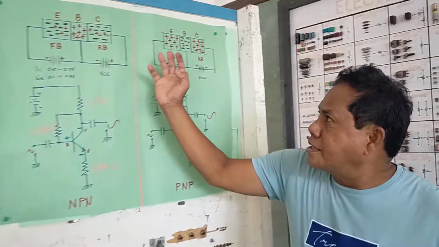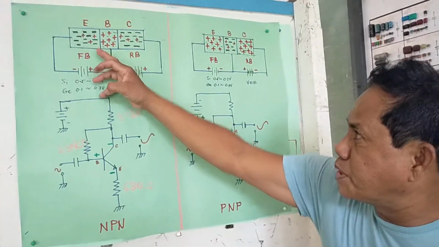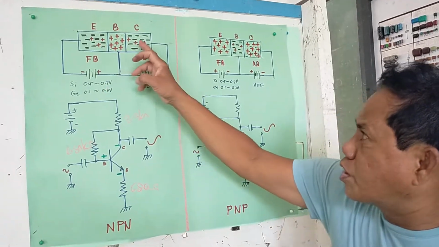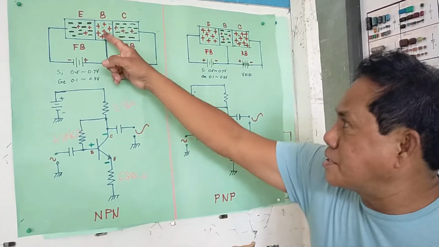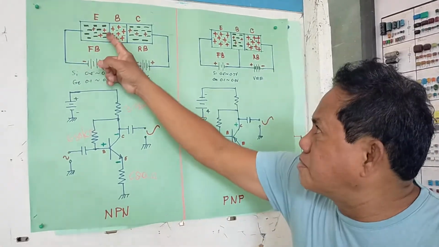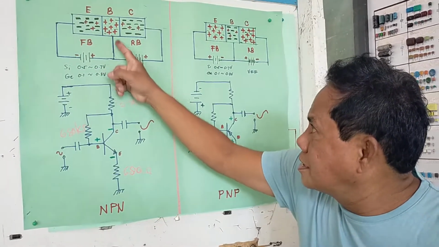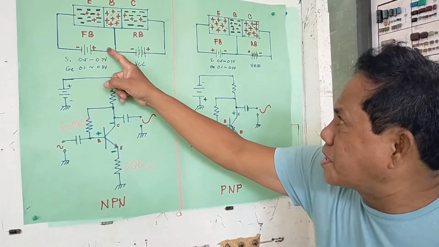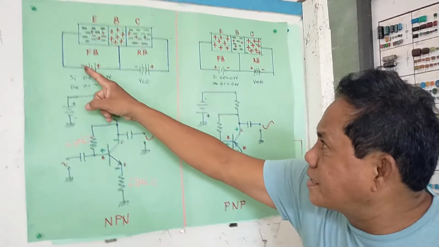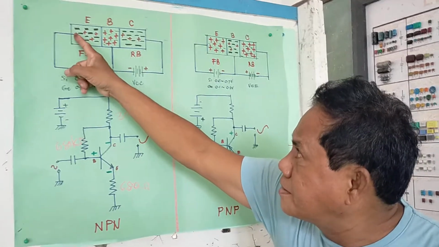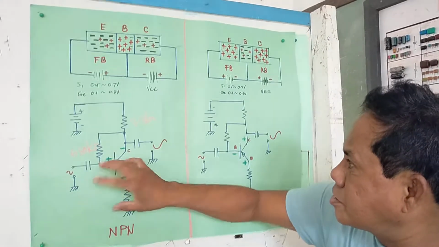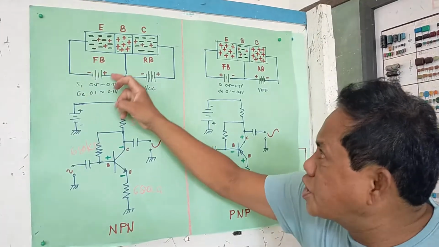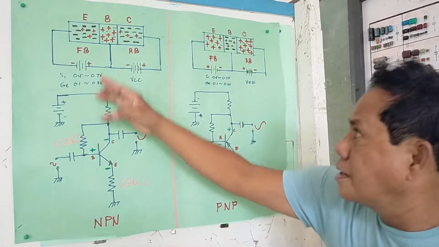Remember that there are three layers of transistors. For the NPN type, there are three layers, of course, wherein emitter and collector are negative, whereas base is positive. The emitter-base junction here is forward biased because the positive of the power supply is connected to the base, whereas the negative is connected to the negative side of the emitter. This circuit here further shows how the junction of the emitter and base is biased.